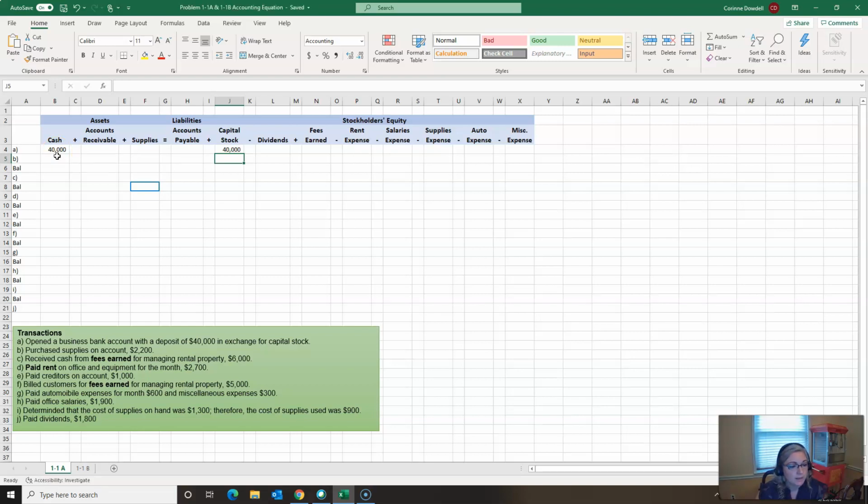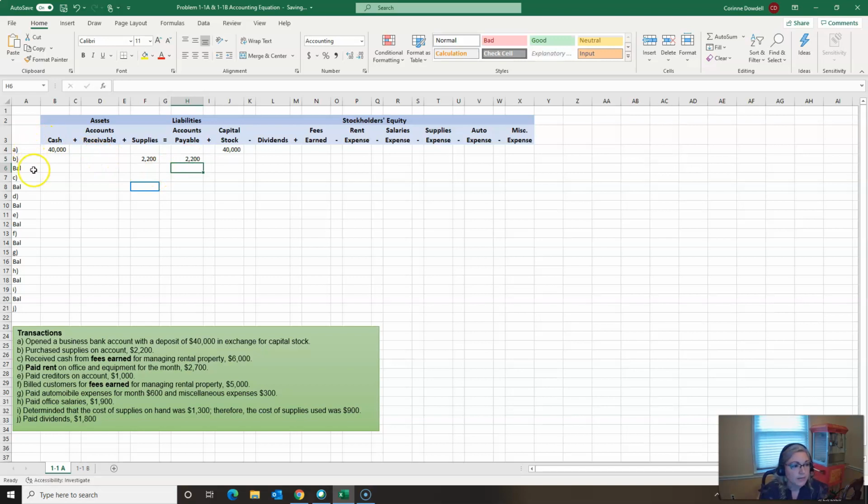Purchase supplies on account, $2,200. Okay, so we know that we're getting $2,200 worth of supplies. And if we're purchasing them on account, there is no cash changing hands, so we know that it's an accounts payable.